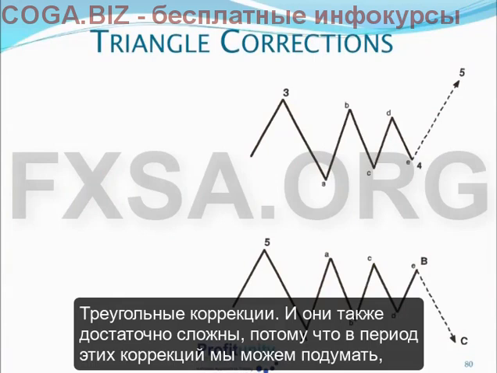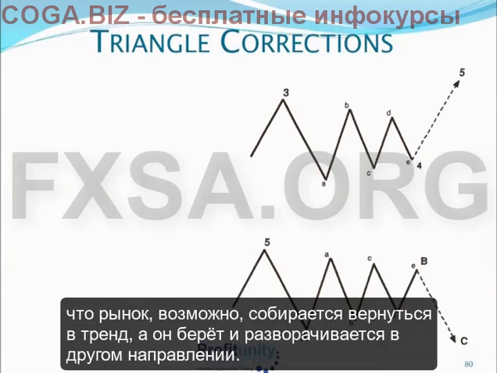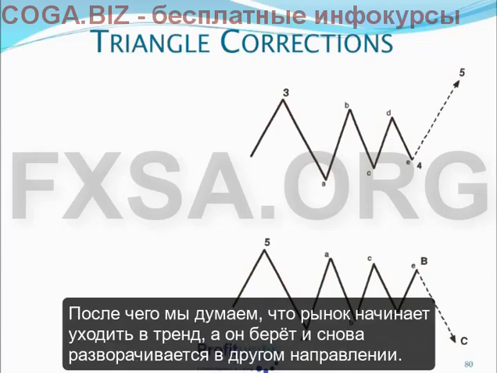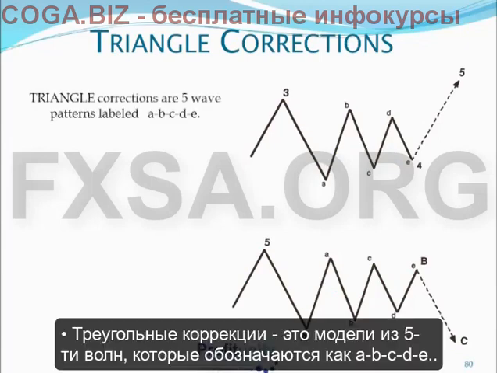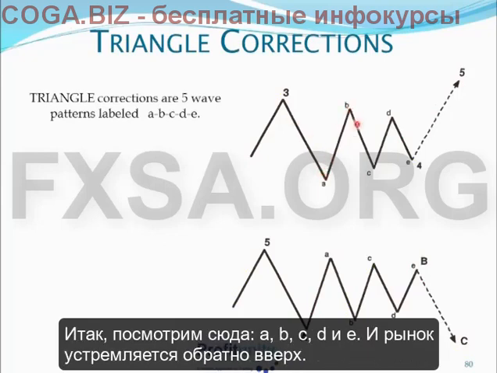Triangle corrections. Now these are difficult also because these corrections come along. We think that the market may be starting back into a trend and then it heads back in the other direction. Again, we think it's starting into a trend and it heads back into the other direction. You can see that on this diagram. The triangle corrections are 5 wave patterns labeled A, B, C, D, and E. So we'll see this A, B, C, D, and E, and then the market takes back off.